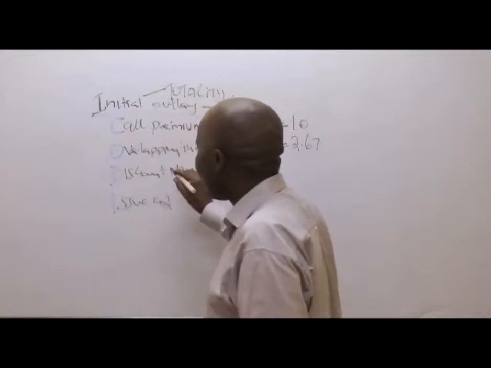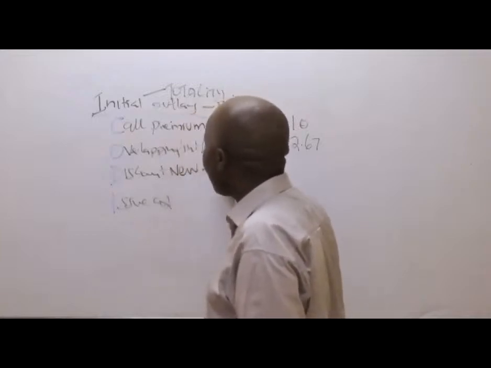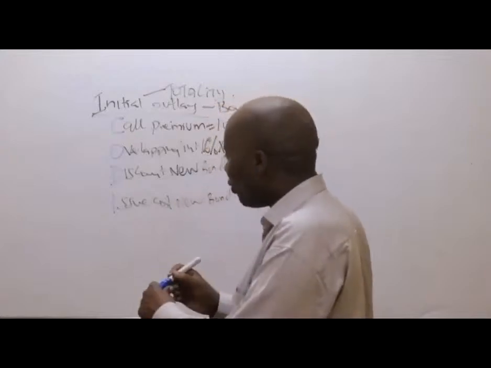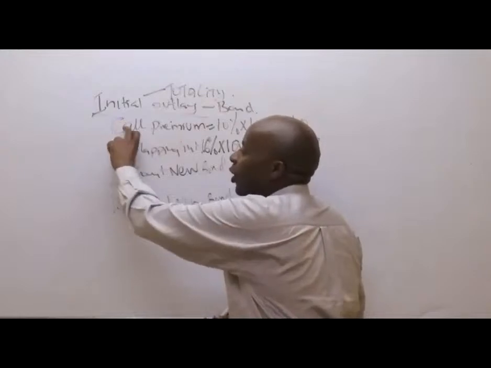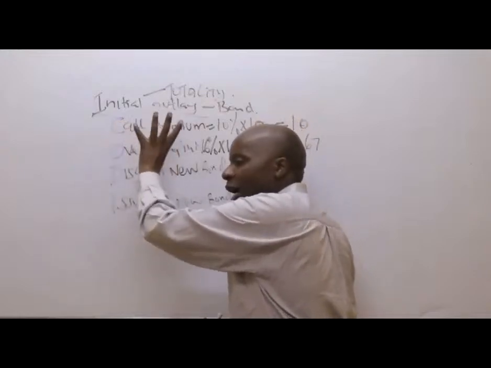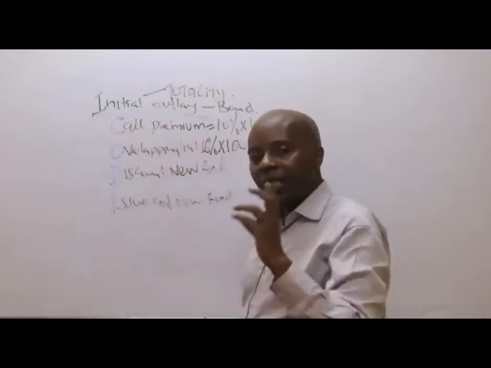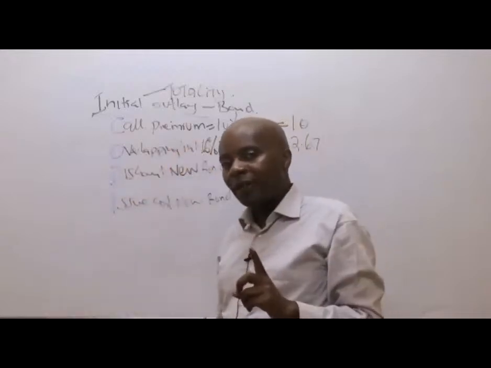This discount has to be the discount of the new bond, and the issue cost of the new bond. The first 2 are for the old bond. These other 2 are for the new bond.